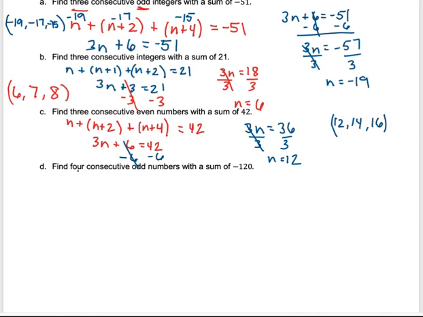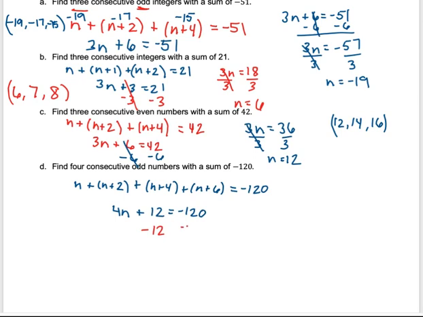And the last one, find 4 consecutive odd numbers with the sum of negative 120. So here I have n, n plus 2 because it's odd, plus n plus 4, plus n plus 6. And that's going to give me negative 120. So I can combine like terms, n plus n plus n plus n, that's 4n. 2 plus 4 plus 6 is 12. And I can solve. So subtract 12 from both sides.